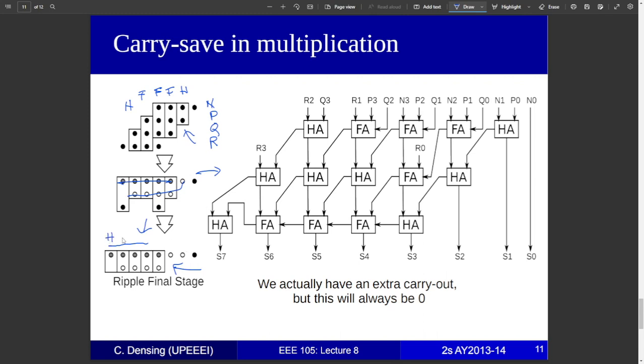Why is it only a half adder? Because you only have the carry plus the carry from here plus the carry from the last layer. So this one and this one becomes S7. So here. And because this is a half adder, we're supposed to have a carry out, but it will always be zero for multiplication. That's a simplification we're going to do by knowing what to expect from partial products.